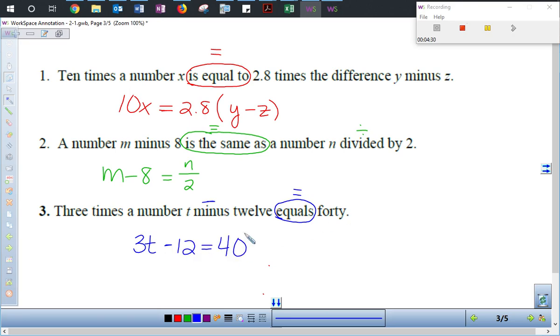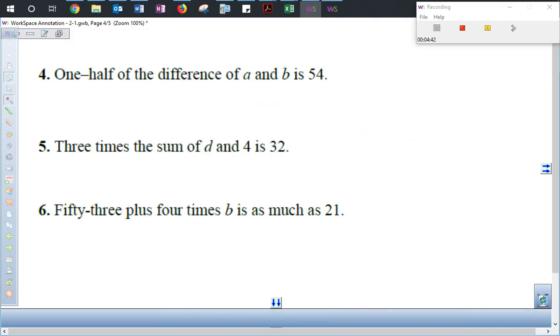So we're taking this one step at a time. The most important thing to do first is find the equal sign, make sure it's represented correctly. Everything to the left goes on the left, everything to the right goes on the right.